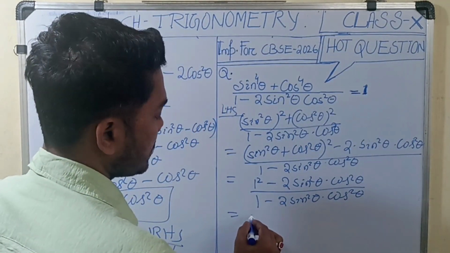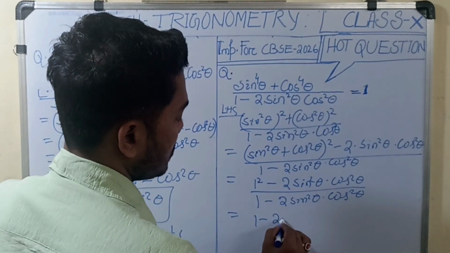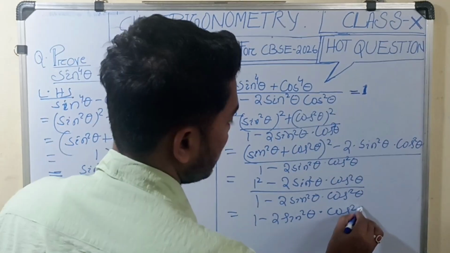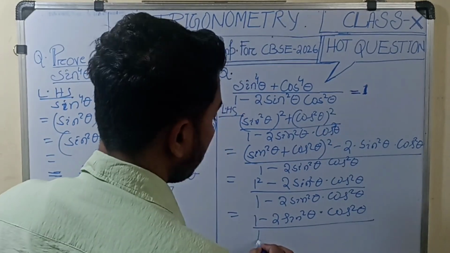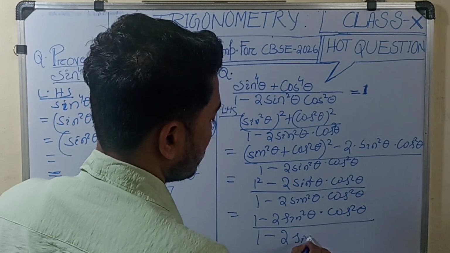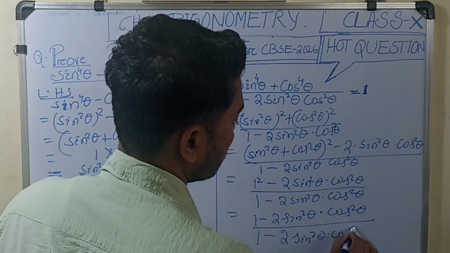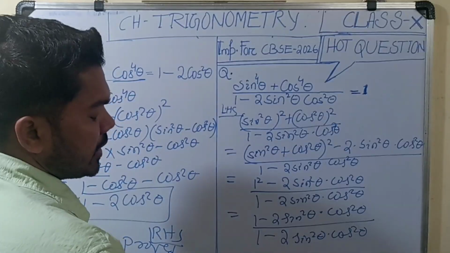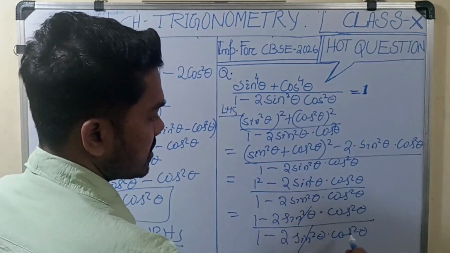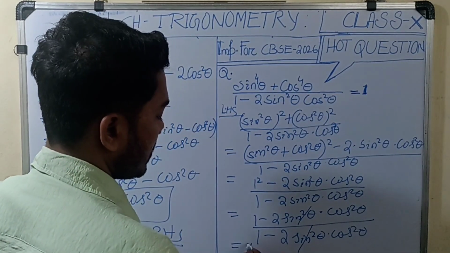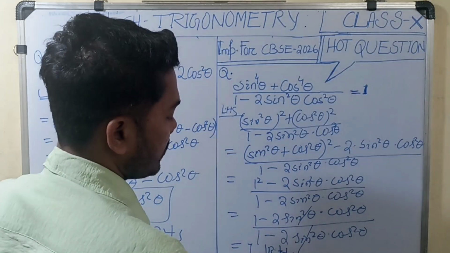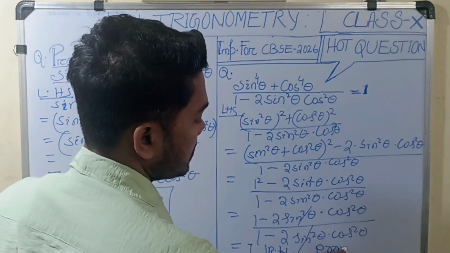So we get 1 square minus 2 sin square theta into cos square theta divided by 1 minus 2 sin square theta into cos square theta. And 1 square is 1, so it is 1 minus 2 sin square theta into cos square theta divided by 1 minus 2 sin square theta into cos square theta. Both the numerator and denominator are equal, so they will cancel out. So the answer is 1, which is the RHS, and it was asked to find this. Hence it is proved.